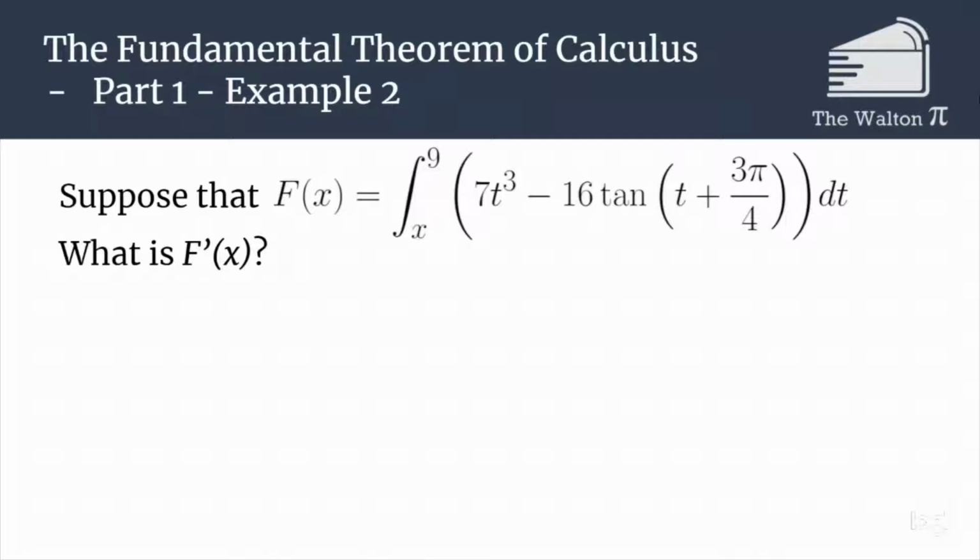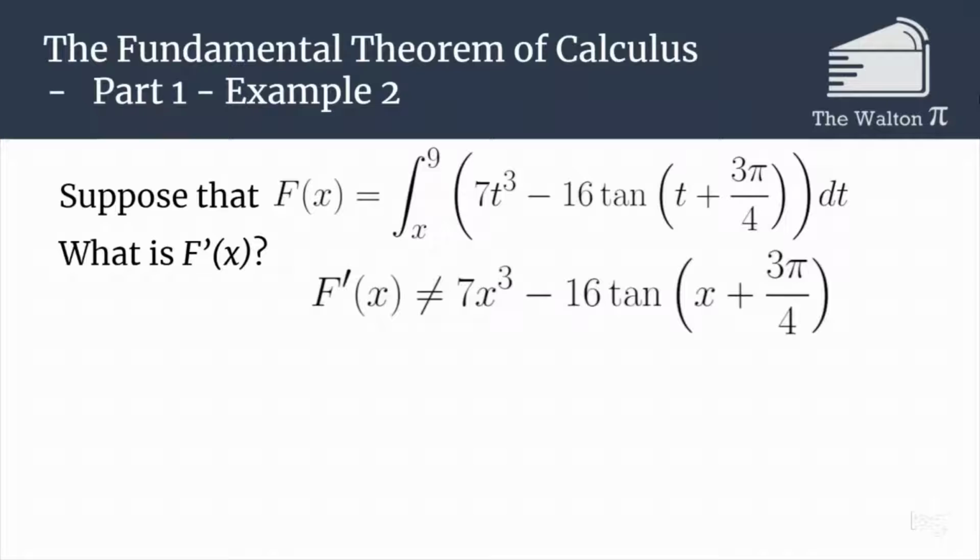Let's say that we are integrating from x to 9 of 7t cubed minus 16 tangent of t plus 3 pi over 4. What's the derivative of that? If we just plug in x's where there's t's, that's not going to give us the right answer, because this is not in the form that the theorem says. The theorem is true if it goes from a constant to x, not from x to a constant. So we have to first rewrite f in terms of the integral from a constant to x.